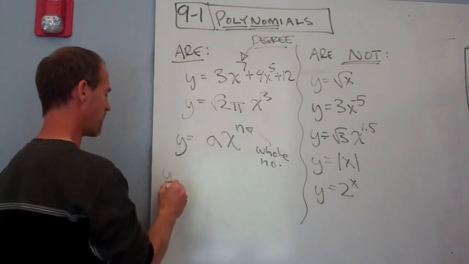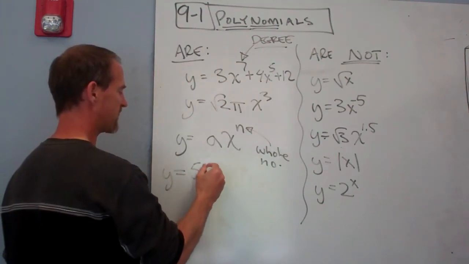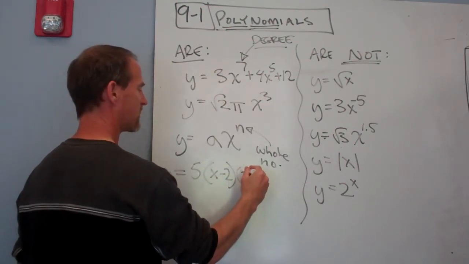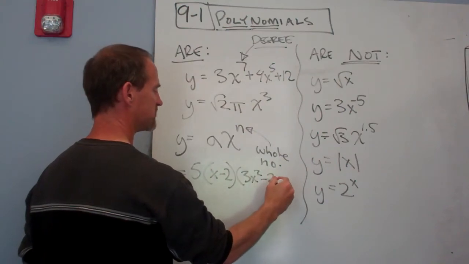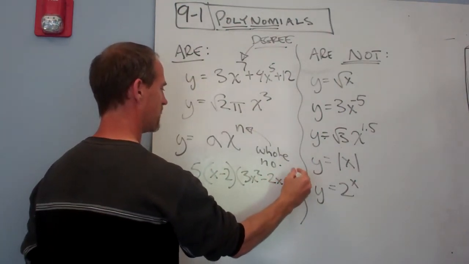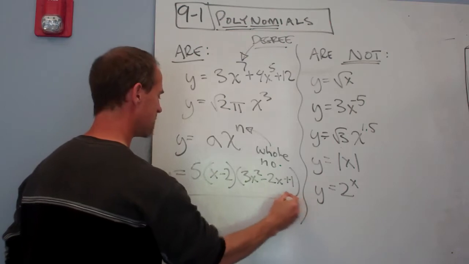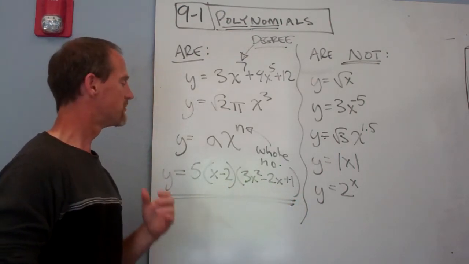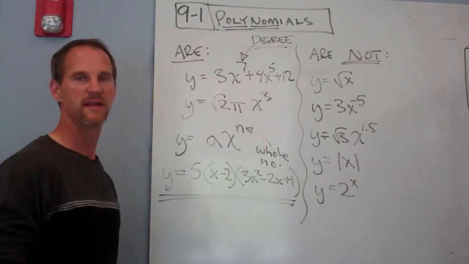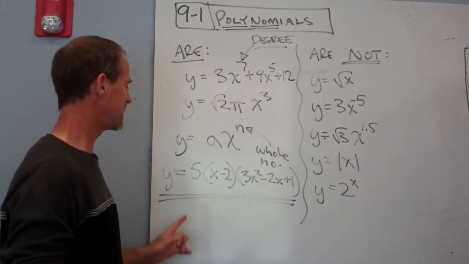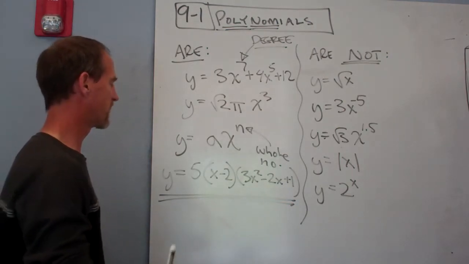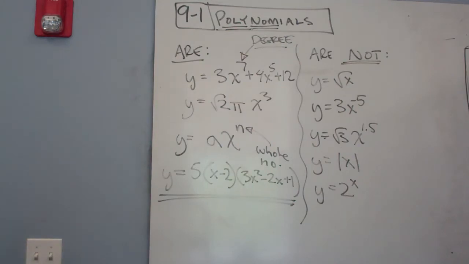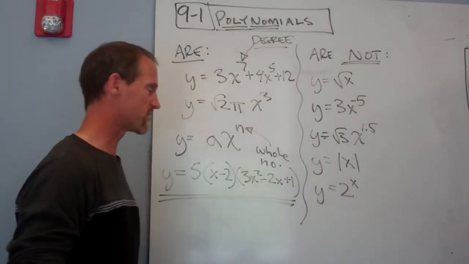Alright, so try this. Y equals 5 times x minus 2 times 3x squared minus 2x plus 1. If you were to write this in standard form, there's a homework problem that's similar to that. Pause the camera and then let's see what it is. But write that in standard polynomial form. Highest degree to lowest, all cleaned up. Okay, you pause me, we're going to come back and do that.